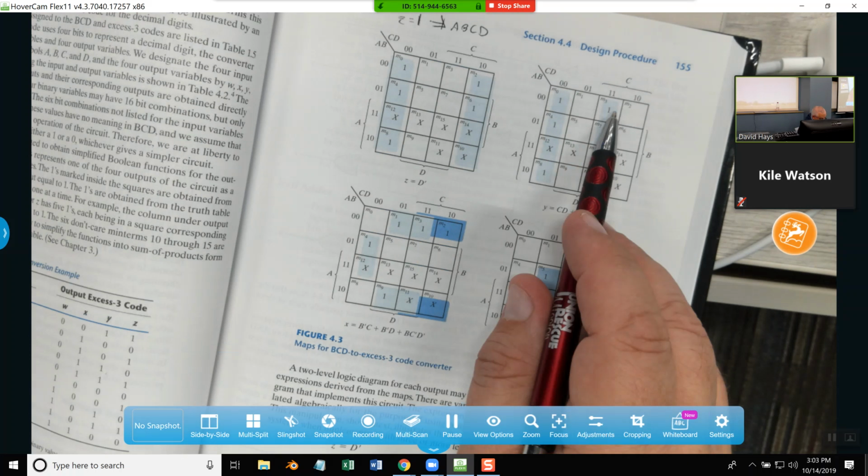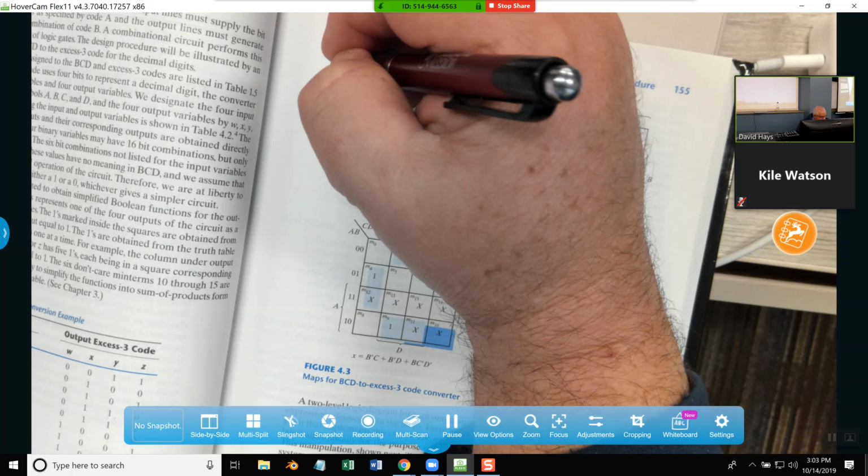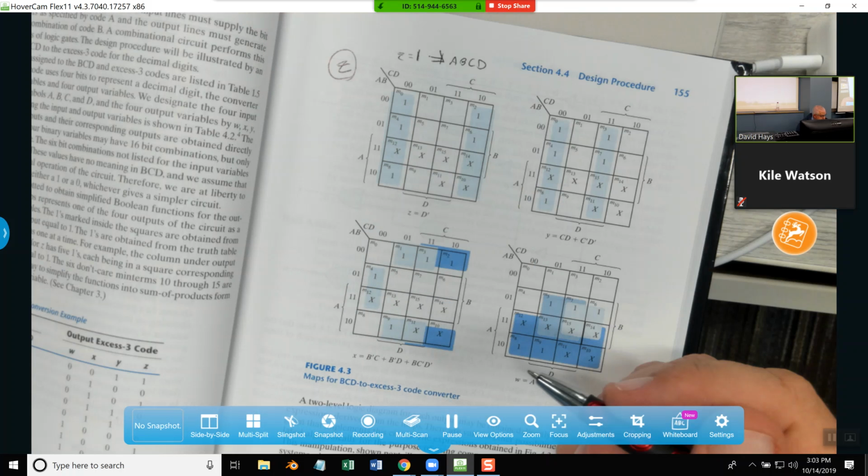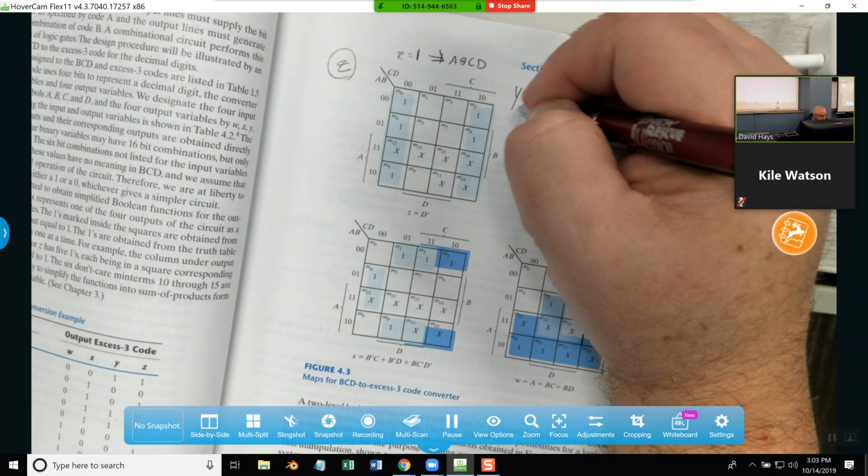I come straight over here, straight over here, straight over here, straight over here. It counts for both A and B. If I come straight up, this is C is equal to 0. This is C is equal to 1. So that counts for that. But here I got D is equal to 0, which is our D prime, which is where that comes from.